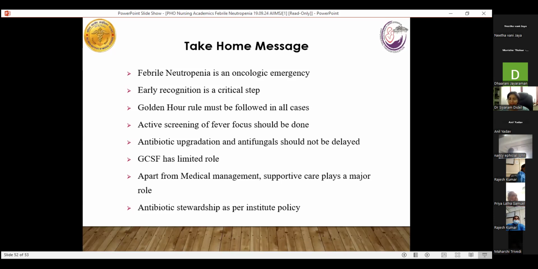So in the next session, nursing officer Dilip Singh Shekhawat will be discussing the nursing aspect of patients with febrile neutropenia. Thank you.